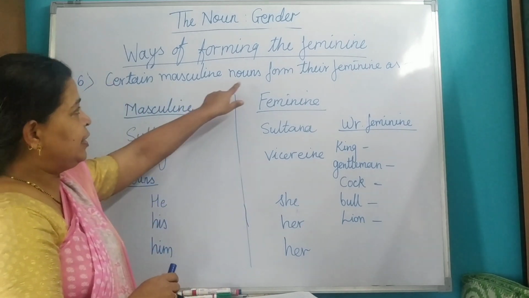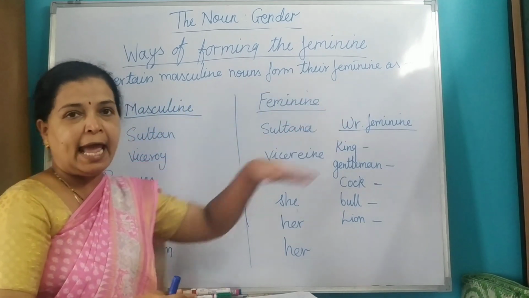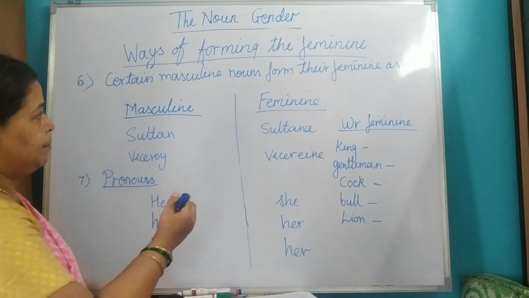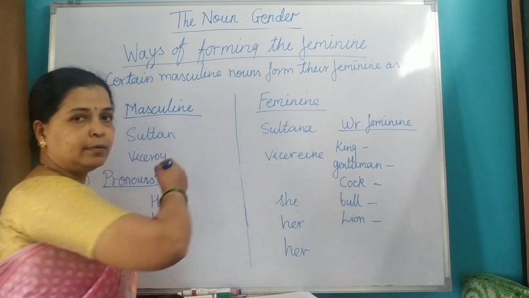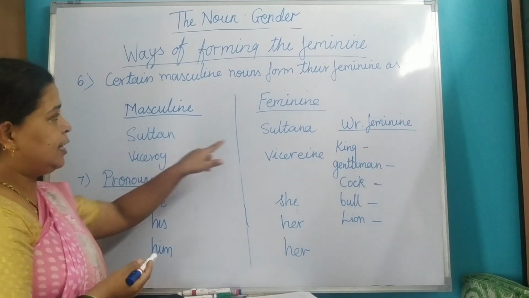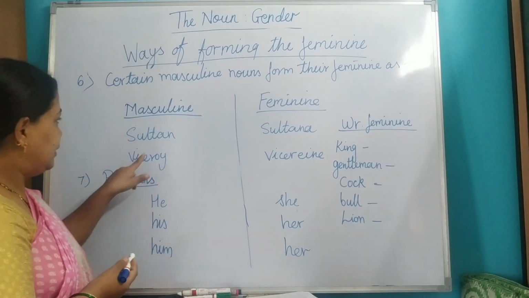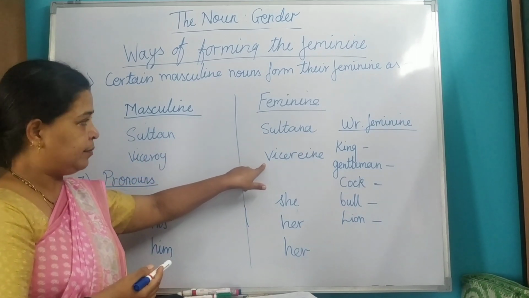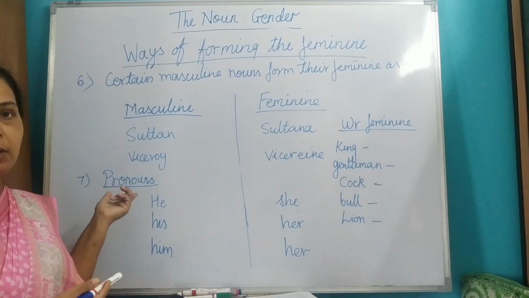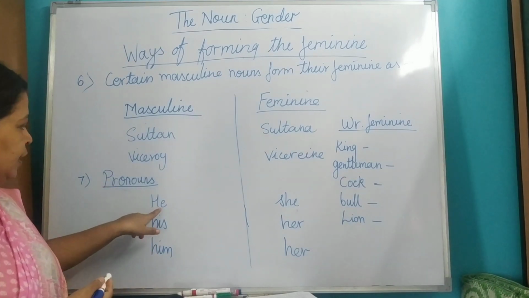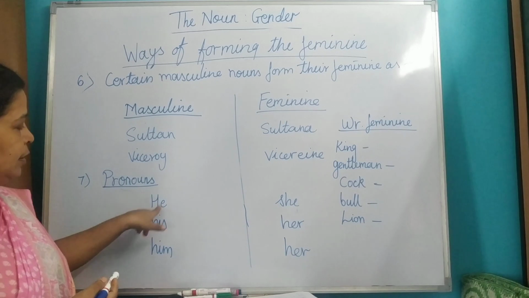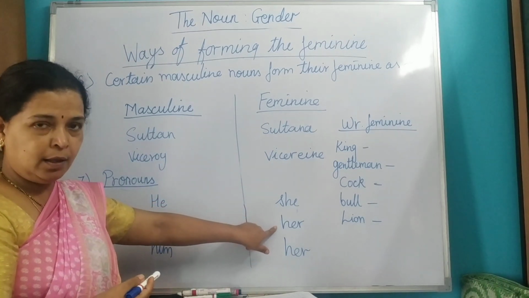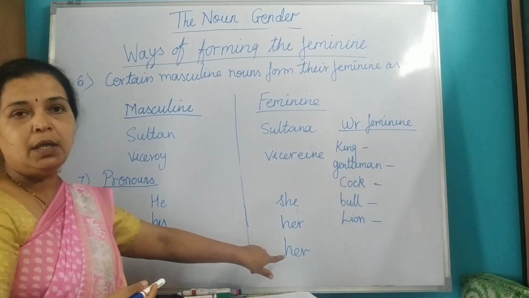Certain masculine nouns form their feminine in other ways. The masculine noun sultan becomes sultana. The feminine of sultan is sultana. Then viceroy, the feminine is vicereine. Now, the pronouns masculine and feminine are he, the feminine is she. Then his, her, him, her.